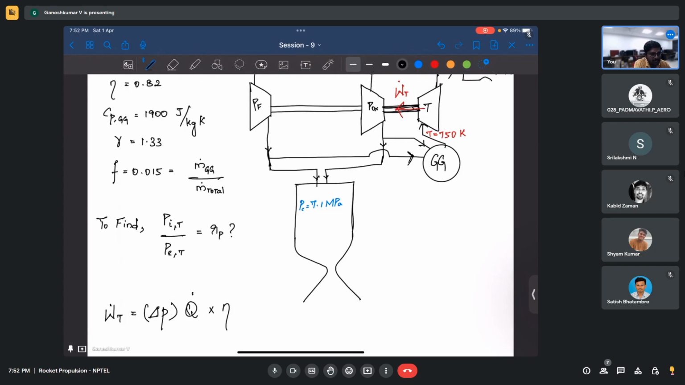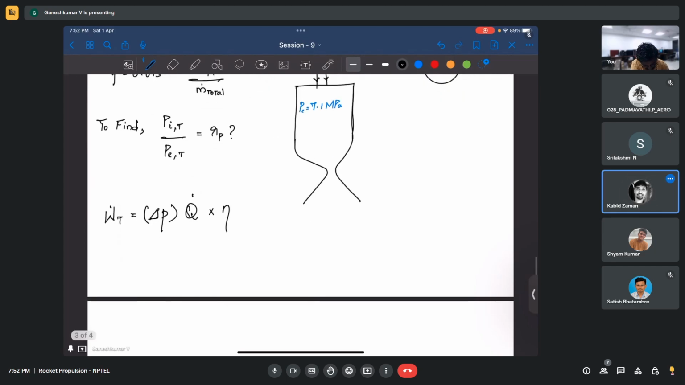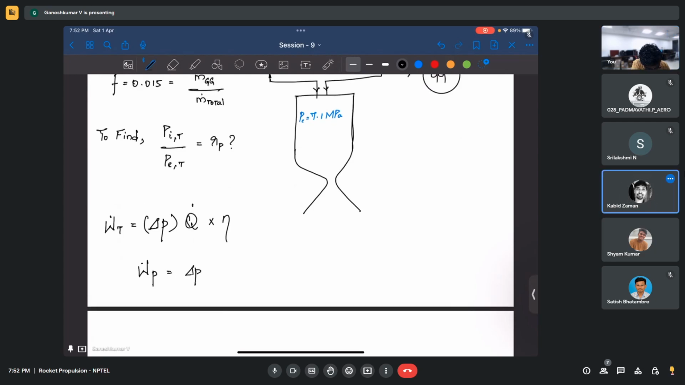Okay. So then, do you know how much work we need from the turbine? So what turbine has to do? It has to drive both the fuel pump as well as the oxidizer pump. So if we can find out the power required by both the pumps, then we can sum it together to be equal to WT dot. Okay. So let's write WP to be the power required from both the pumps. How do you write that? Delta P of the pump, and then Q of the pump divided by eta of the pump. This is for just the oxidizer and similarly the same thing for fuel, right?